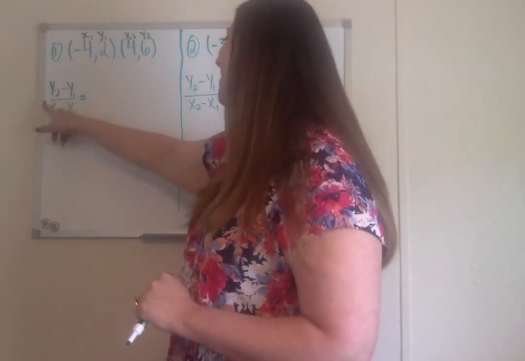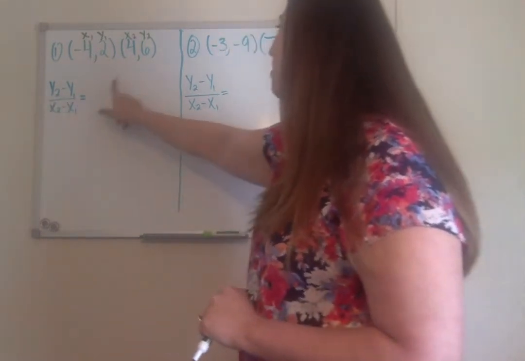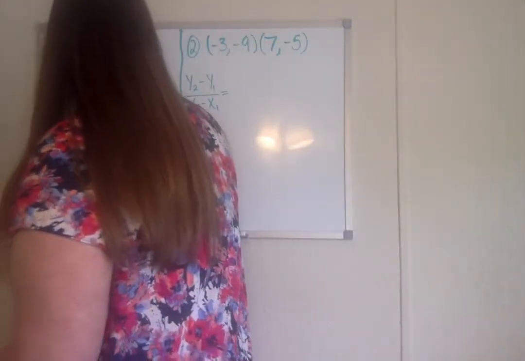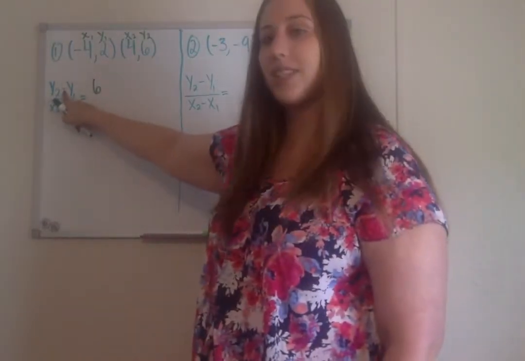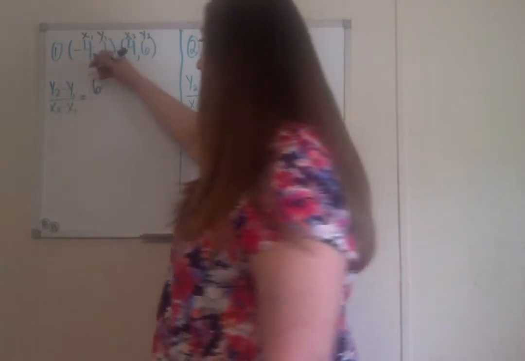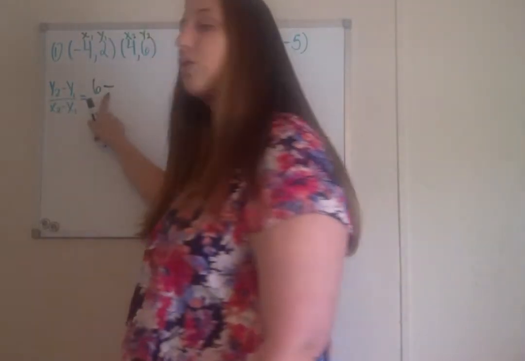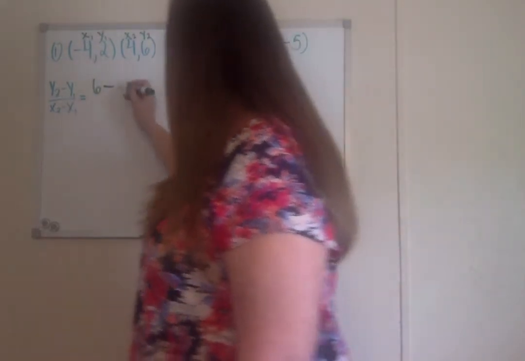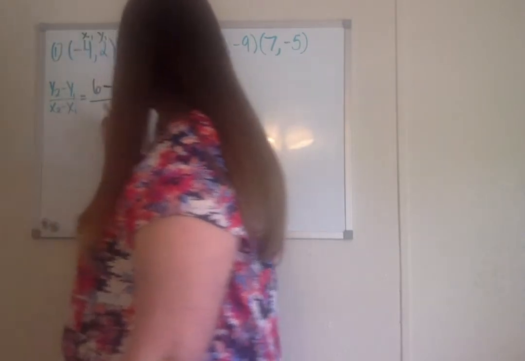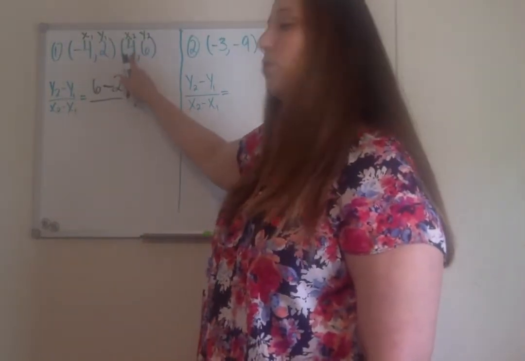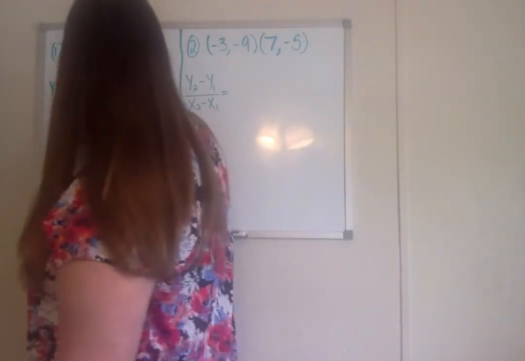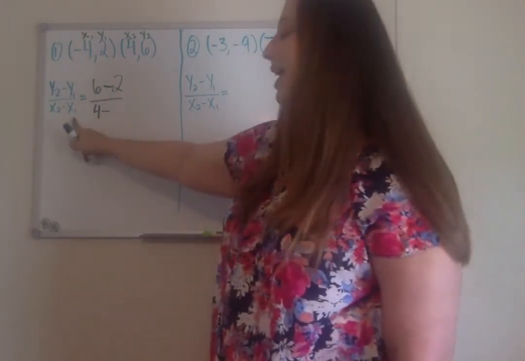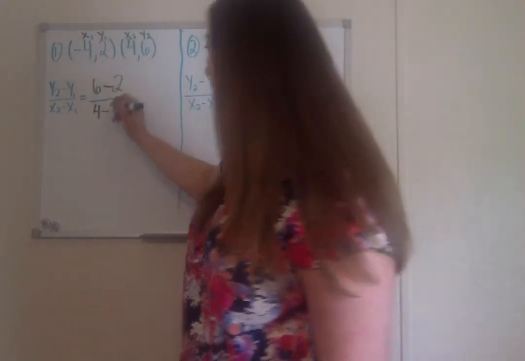Alright, our first variable is y2, and we can see our y2 value is 6. So that's the first number I'm going to put. Then notice we have a subtraction sign built into this equation. That subtraction sign is always going to be there. The number we're subtracting is y1, which we see is 2. On the bottom, we start with x2, and our x2 value we said is 4. Remember that subtraction sign is always there, and we're subtracting our x1 value, which is negative 4.